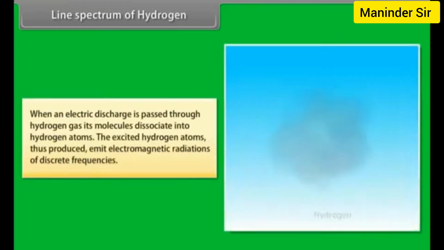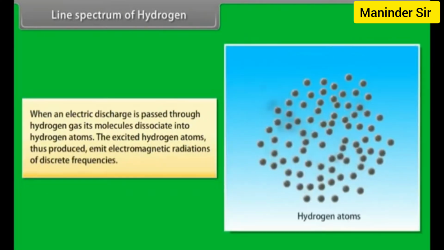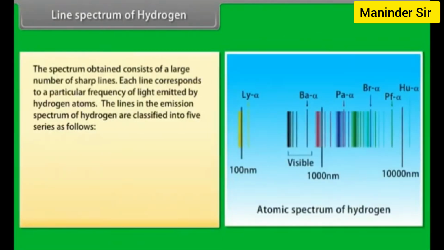Line spectrum of hydrogen. When an electric discharge is passed through hydrogen gas, its molecules dissociate into hydrogen atoms. The excited hydrogen atoms thus produced emit electromagnetic radiations of discrete frequencies. The spectrum obtained consists of a large number of sharp lines. Each line corresponds to a particular frequency of light emitted by hydrogen atoms.